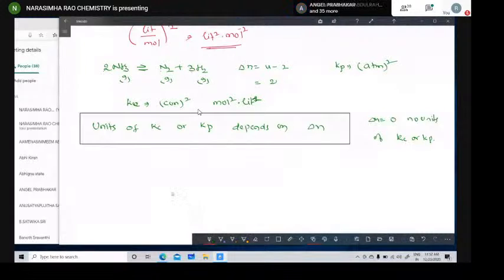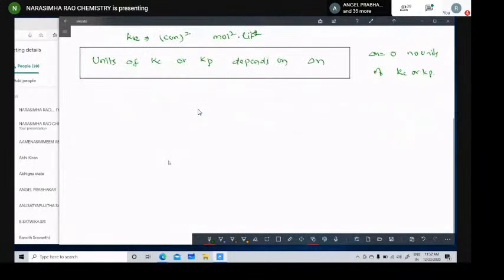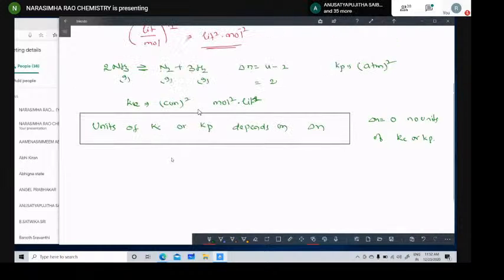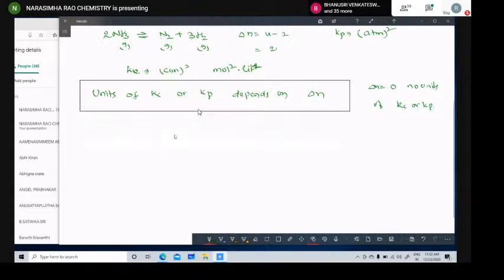Sir, first question: is a fractional value for n possible? It is possible. A fractional value is also possible. Okay. Now we are discussing the delta n value and the Kc and Kp relation.